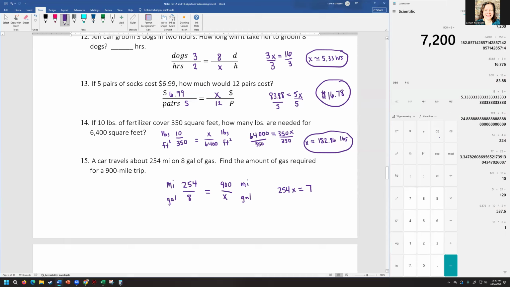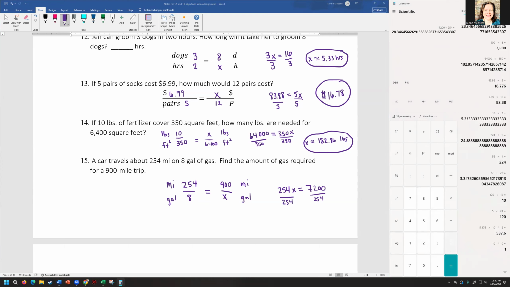So that's 7,200. We'll divide both sides by 254 because that's the number next to X. And that's going to give me, if I round to 2 decimal places, 28.35. So 28.35, and this would be gallons of gas.